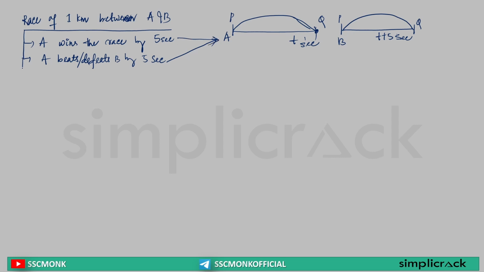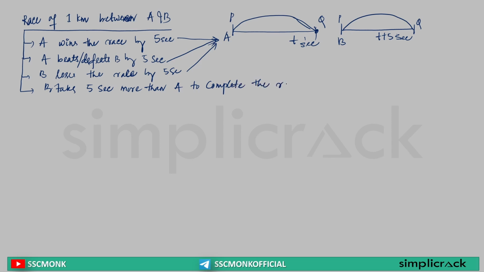Now, if it says B loses the race by 5 seconds, that means if A runs for T seconds, B will be running for T plus 5 seconds. Now, if B takes 5 seconds more than A to complete the race, then it is the same as A wins by 5 seconds.